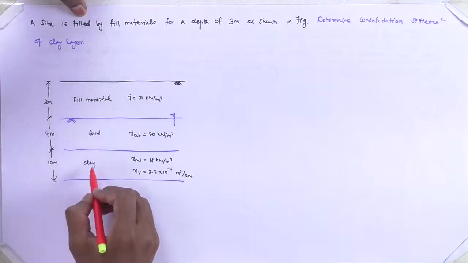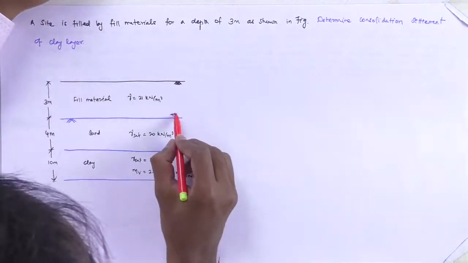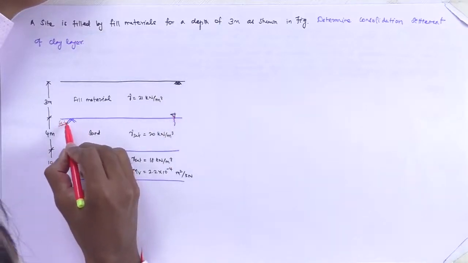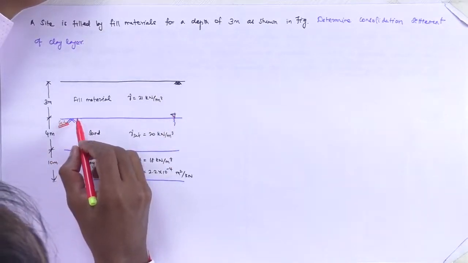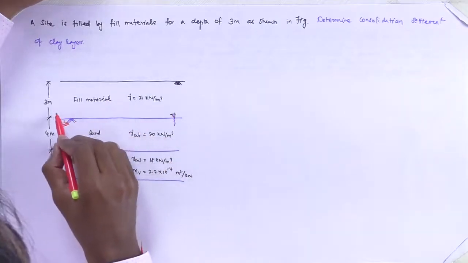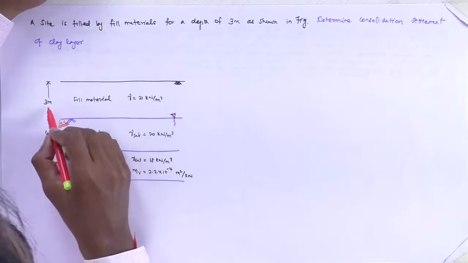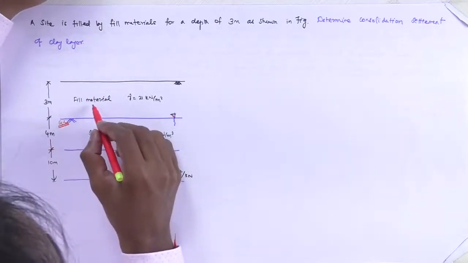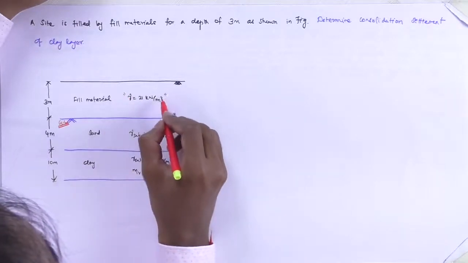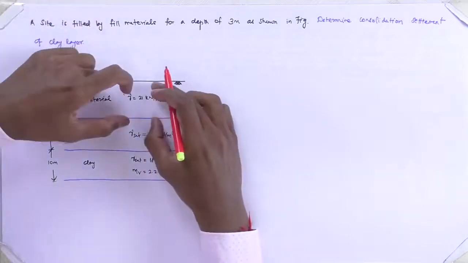In this field case, the water table exists at ground level itself. Later they planned to increase the ground level using some fill materials. So they have filled about 3 meter. This filling material has a unit weight of 21 kilonewton per m cube. They have filled it and compacted it.